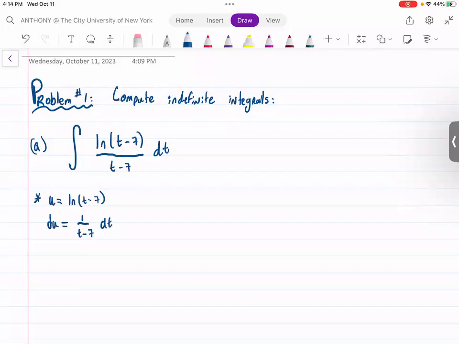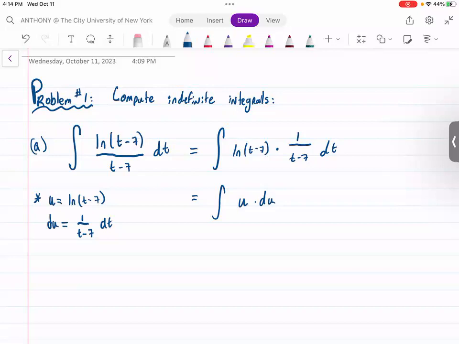Okay, now inside of your integral, do you have a 1 over t minus 7 times dt? Yes, right? You could have rewritten the original integral as ln of t minus 7 times 1 over t minus 7 dt. So therefore, you can now recognize what's my u, what's my du. We have that u is going to replace the entire ln of t minus 7, and du replaces the expression 1 over t minus 7 dt. And this is something now that's much easier to integrate. You could use the power rule for integration.